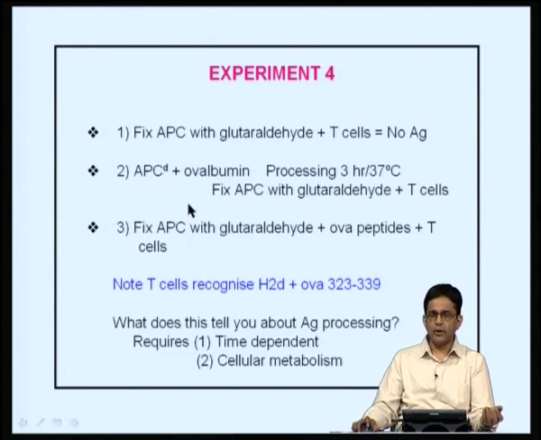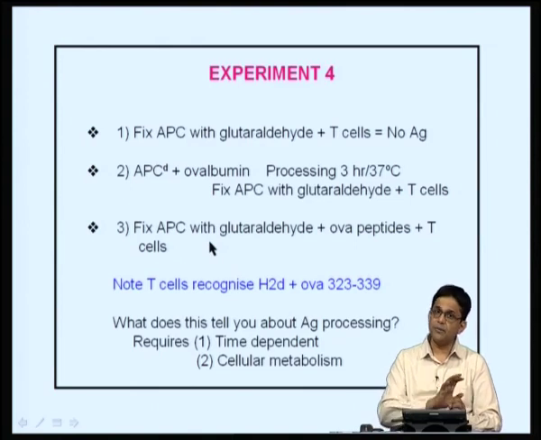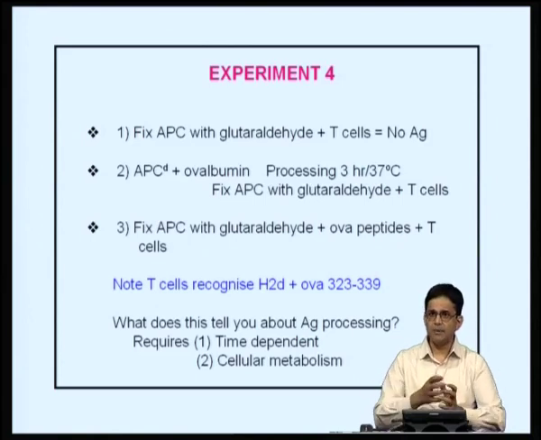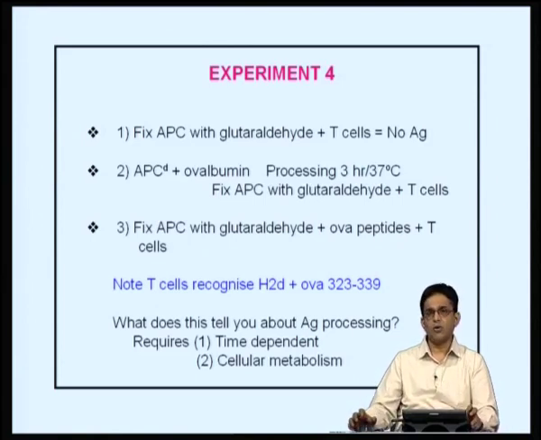So there is no big surprise over here in the second part, that the T cells are able to recognize it. The third important part is where you fix the APCs with glutaraldehyde. Now, you add the ovalbumin peptides from outside, and now you add your T cells, again you will get a response. So, what is happening over here is the ovapeptides will bind to MHC from the outside. They may displace some endogenous bound peptides. So, they will now bind to it, and now this MHC peptide complex is recognized by your cognate T cells.